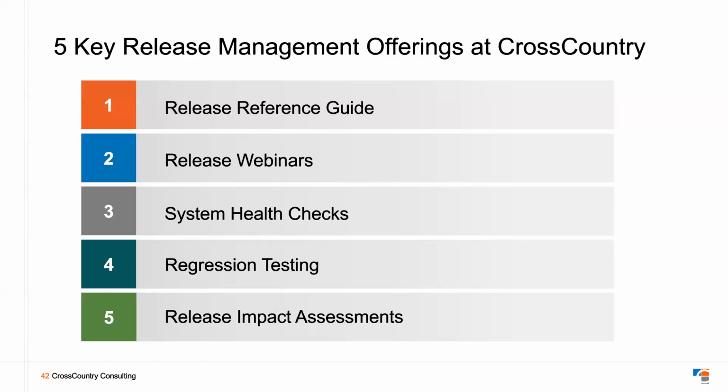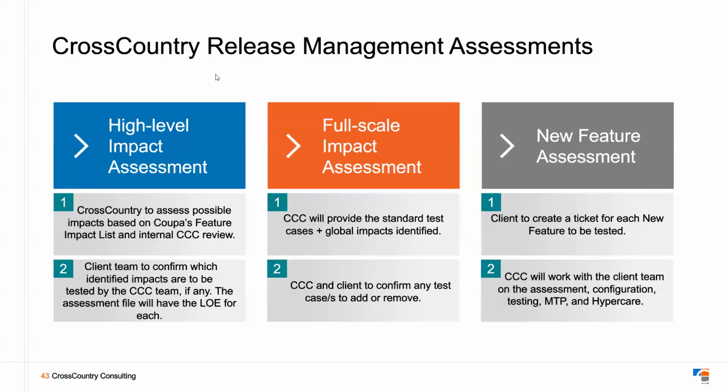Jumping back in, opportunities are going to be within your system health checks, regression testing, and then release impact assessments. Tailing into it a little bit deeper, Ian, if you could go to the next slide for me. There's basically three tiers when it comes to this content. You have a high level, full scale, and new feature.